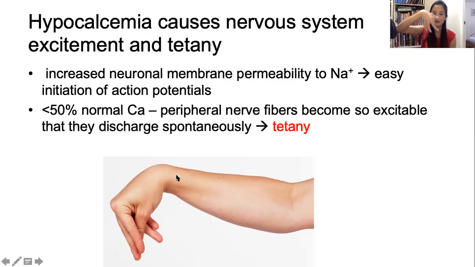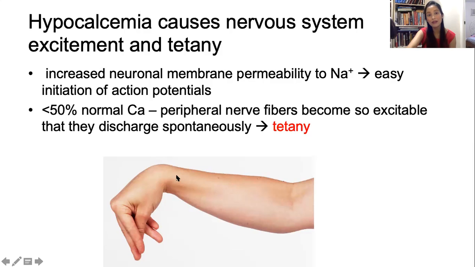In carpopedal spasm, the arms of the patient will have muscle spasm because of the continuous firing of action potentials in the nerve supplying the muscles of the hand, and it would contract like that. That's your carpopedal spasm. Another physical manifestation of hypocalcemia will be your Chvostek sign. So you just tap the nerve here, and then your face will twitch like that because your nerve is hyperexcitable. In very severe hypocalcemia, patients can go into seizures or even arrhythmias. So it's very dangerous.